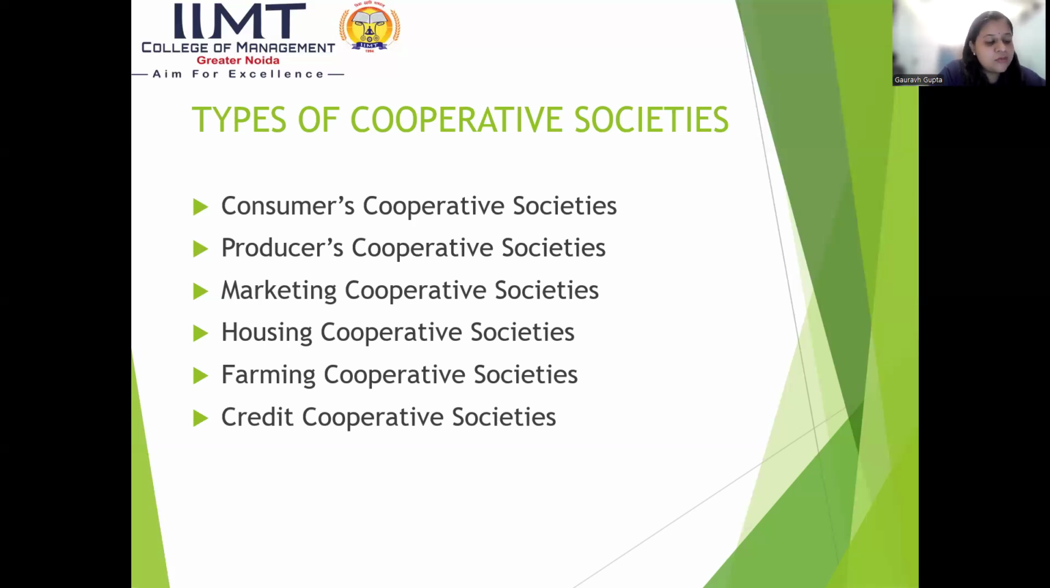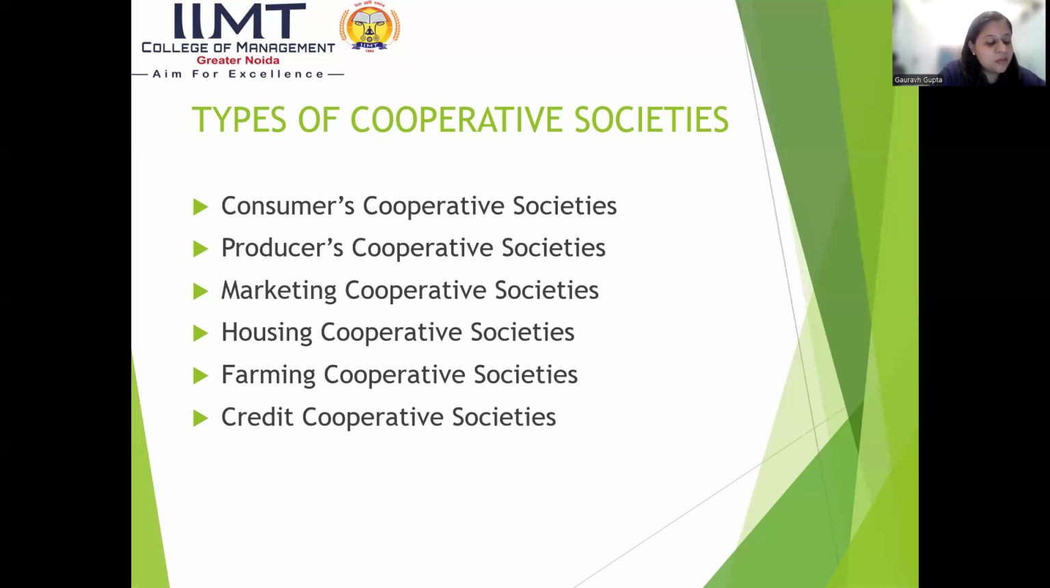Society for providing services related to marketing of products by small producers. Next point, housing cooperative society. Society formed for constructing houses for its members at a reasonable cost. Next point, farmers cooperative societies. Society formed for providing farmers with better inputs at reasonable rates to improve productivity.